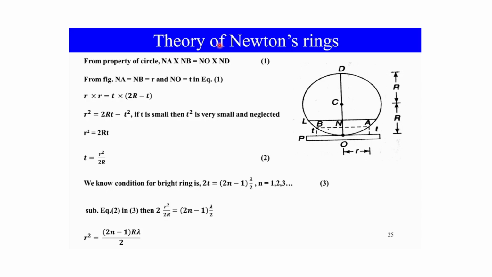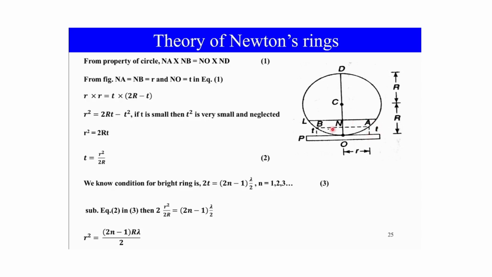In order to get conditions for these Newton's rings, first of all, consider a plano-convex lens and a plane glass plate. Arrange the plano-convex lens and the plane glass plate as shown in this figure. Already we discussed the experimental arrangement of Newton's rings in the previous session. Today's class is an extension of the previous class.